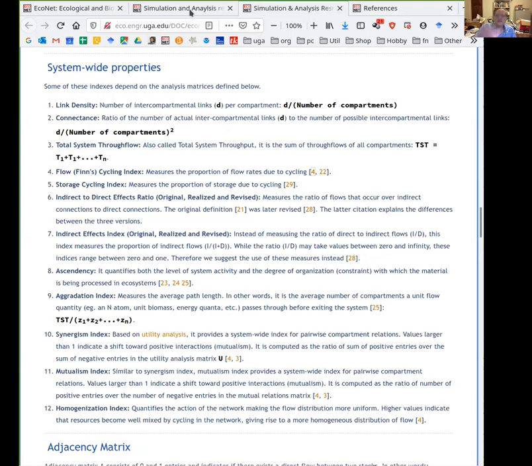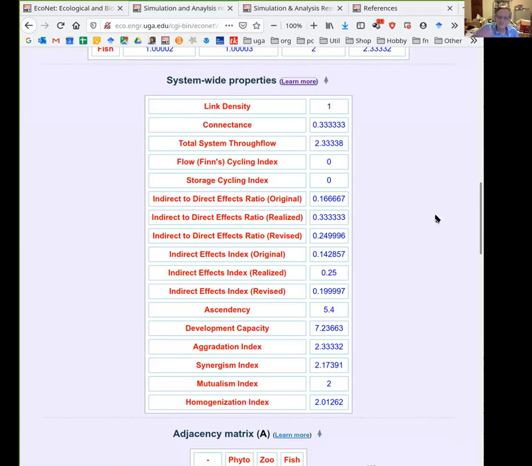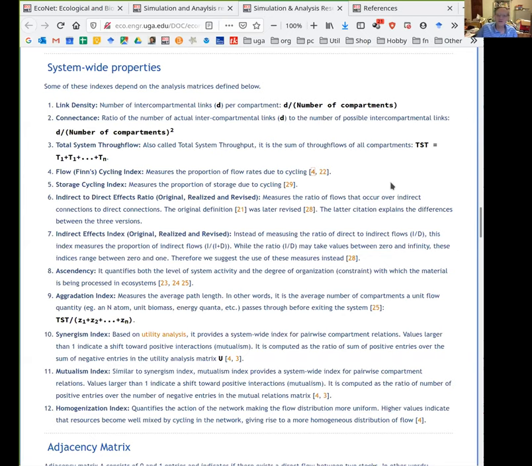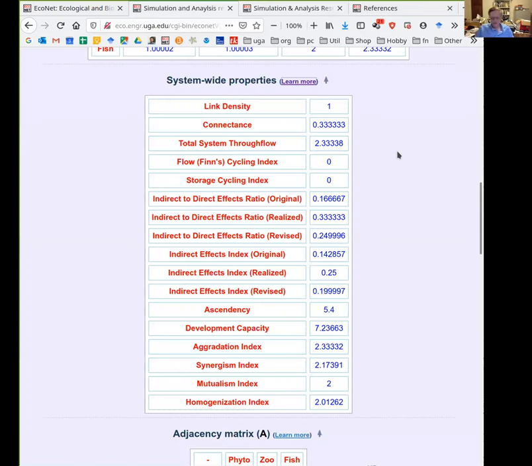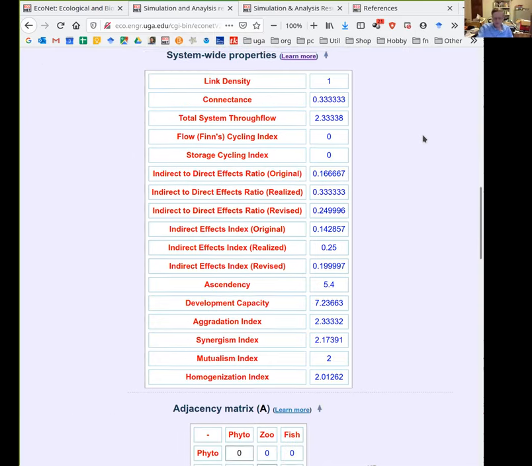So you can see that there are a lot more system-wide properties represented here than I gave. I just wanted to give a couple of examples. Right. So basically what Janir's telling you is that there's a whole set here and that you can actually see where they come from by clicking on that link. Just wanted to point that out.